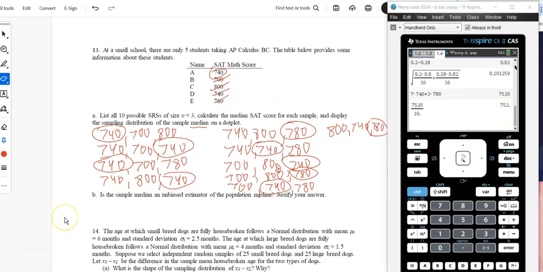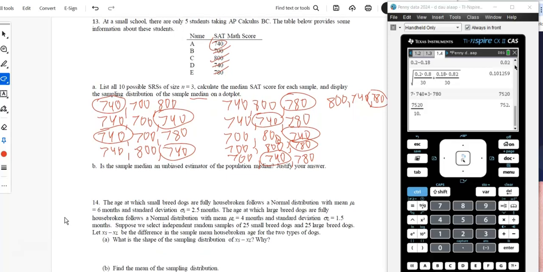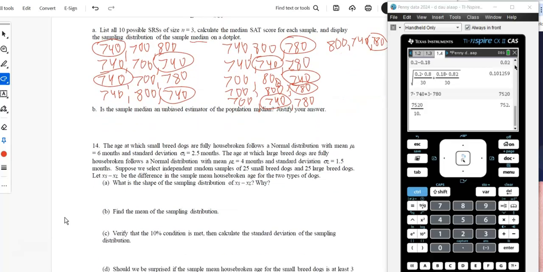Median is not, in this case, because the sample distribution of the means of the sample median is not equal to the population median. That's a biased estimator, so it's no good.